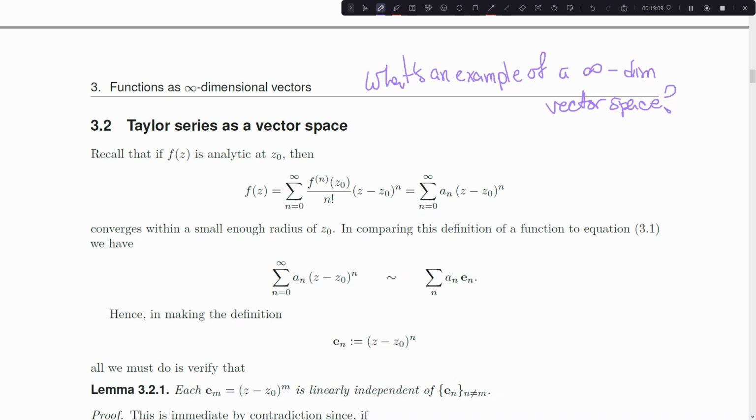It's the Taylor series. So if we grab analytic functions, recall what I mean by analytic functions. Analytic functions are the functions which are representable by a Taylor series at a point.